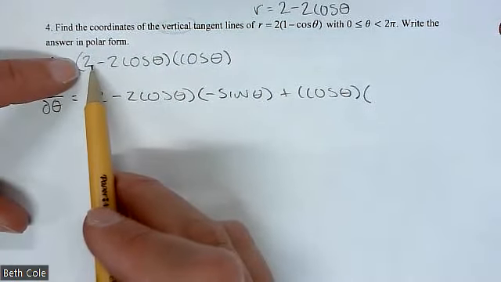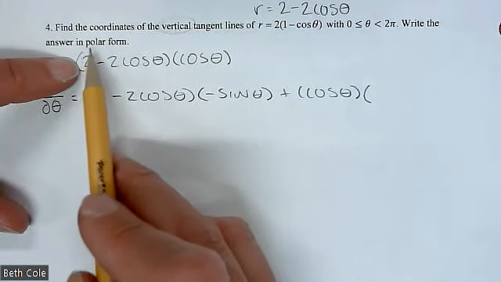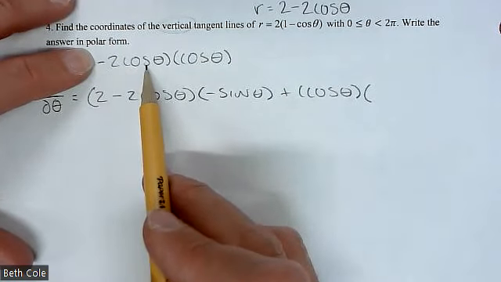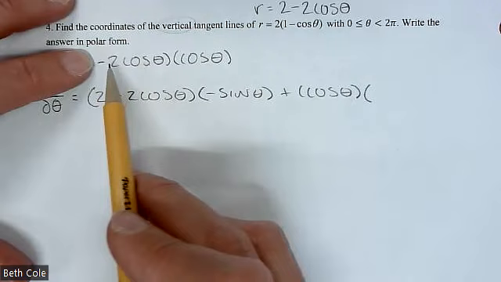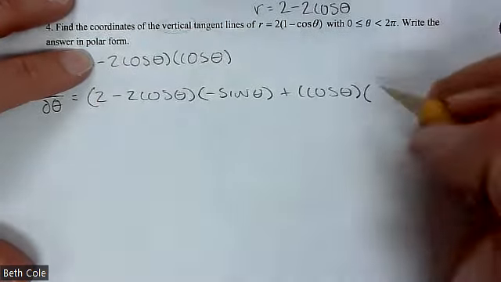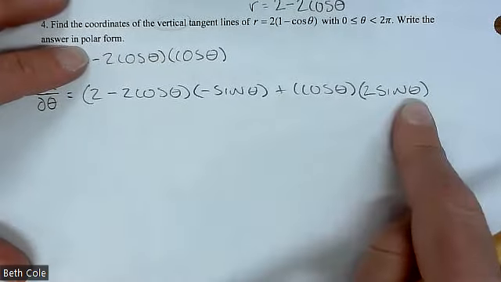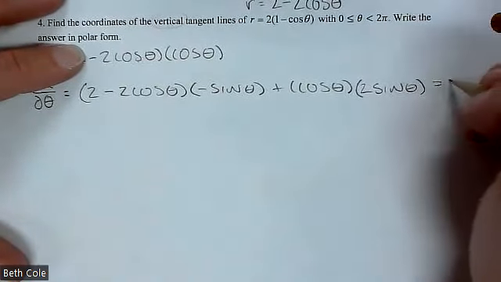Now, 2, what's going to happen with that? Like just 2. Yeah, that'll go away. So we've got negative 2 cosine. What would that derivative be? Good, it'll be positive 2 sine theta. And what do we want to do with this entire thing? Set it equal to 0.